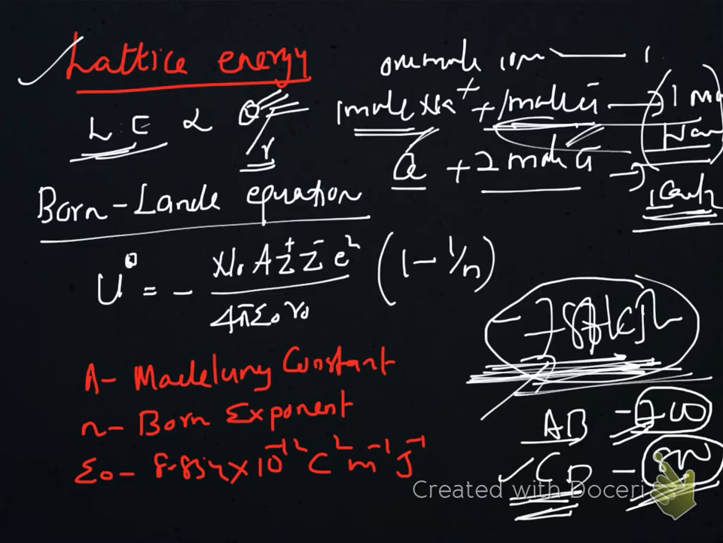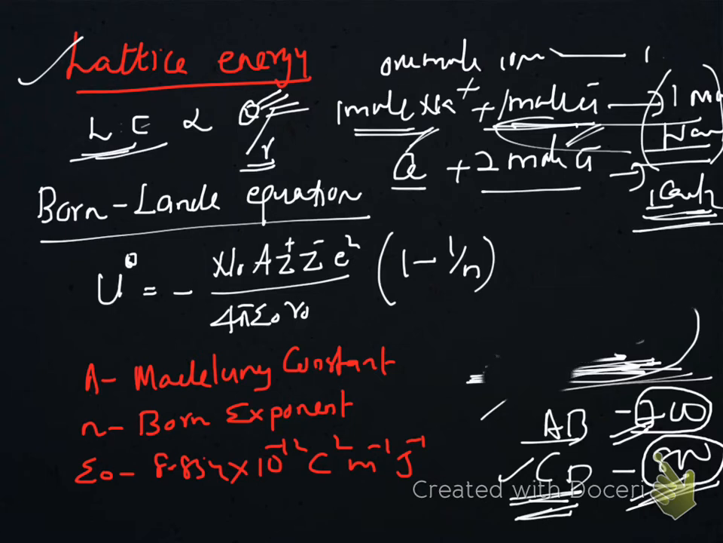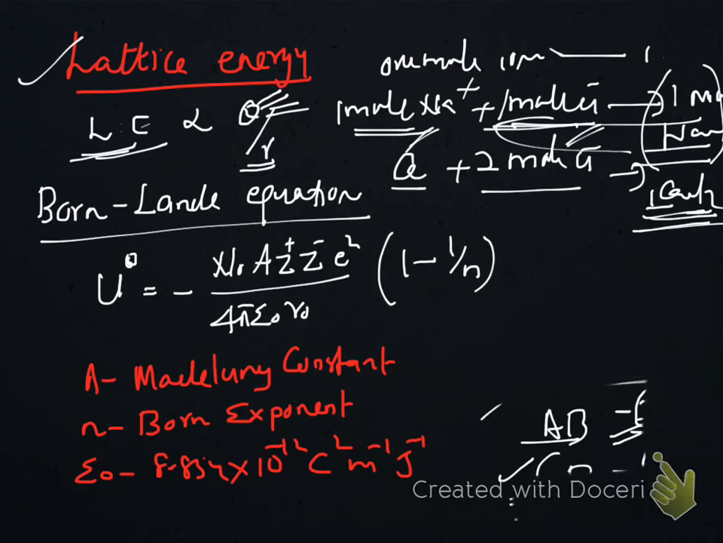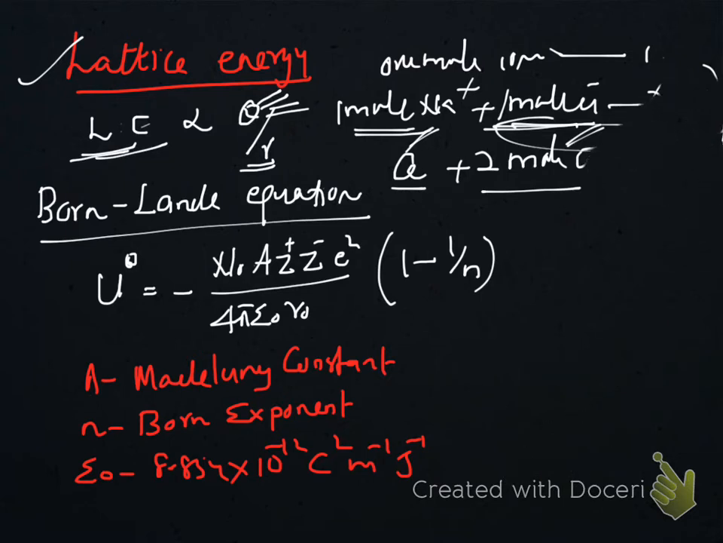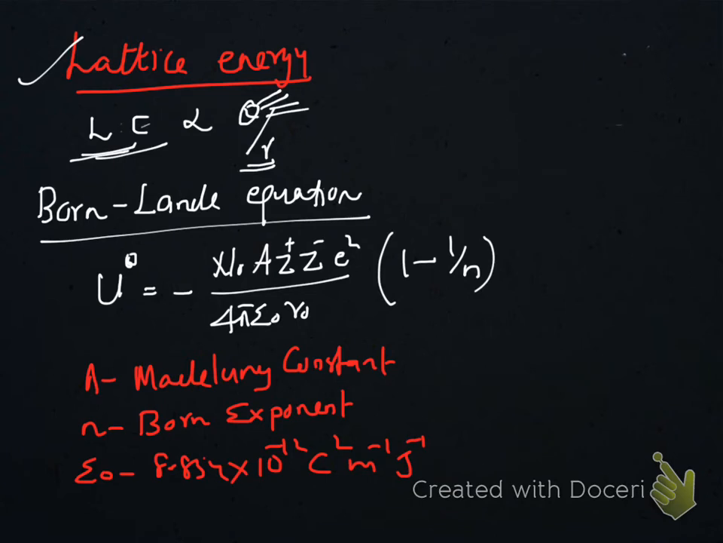To find out the lattice energy of an ionic compound, we have the Born-Lande equation and the Born-Haber cycle. At first, let us see the Born-Lande equation. It is a theoretical treatment for calculating the lattice energy directly by an equation. Derivation of this equation is not necessary for complementary students.